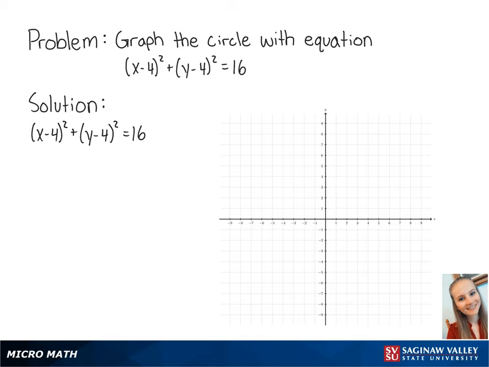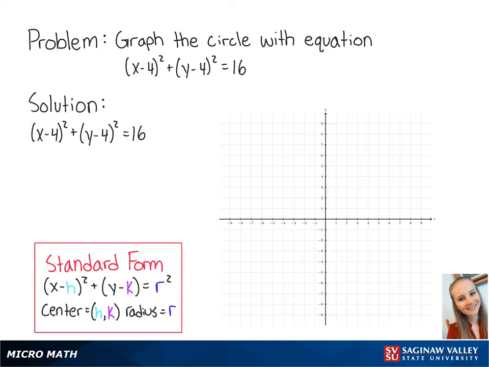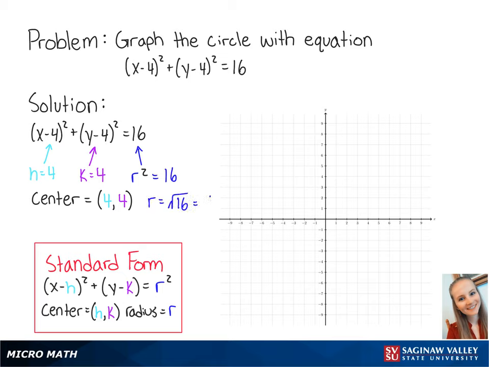For this problem, we want to graph the circle with the equation (x − 4)² + (y − 4)² = 16. By taking a look at the standard form, we know that our h is equal to 4, k is equal to 4, which means that the center is located at (4, 4). Now we take a look at r², which is equal to 16. This means that the radius r is equal to the square root of 16, which is equal to 4.